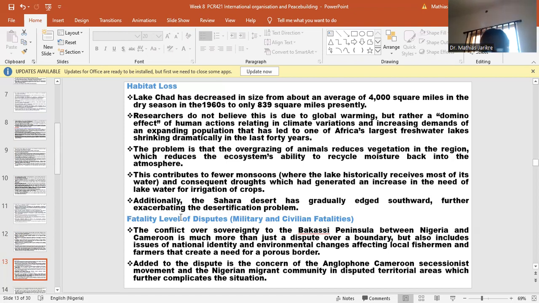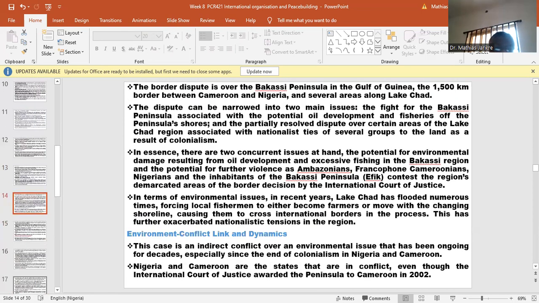Now, the further level of dispute, talking about military and civilian fatalities. The conflict over sovereignty of the Bakassi Peninsula between Nigeria and Cameroon is much more than just a dispute over a boundary, but also includes the issues of national identity and environmental changes affecting local fishermen and farmers that created a need for a porous border. Added to the dispute is the concern of the Anglophone Cameroon secessionist movement and the Nigerian migrant community in disputed territory areas, which further complicates the situation.